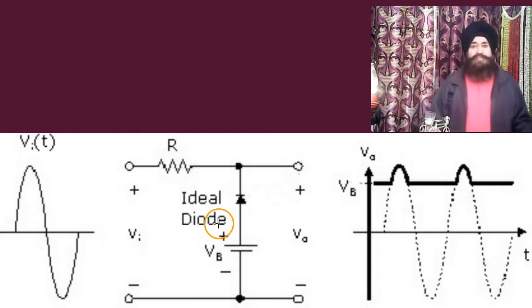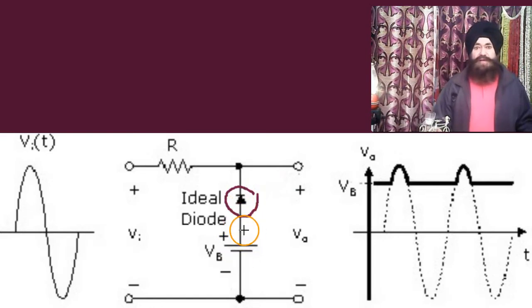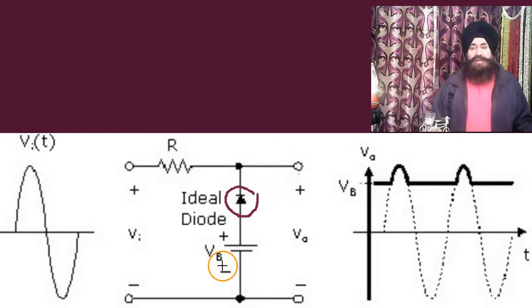Now coming to this figure, here the situation is different. This is the diode and Vp. Vp is making it forward biased. Already Vp is making it forward biased. Forward biased means short circuit.